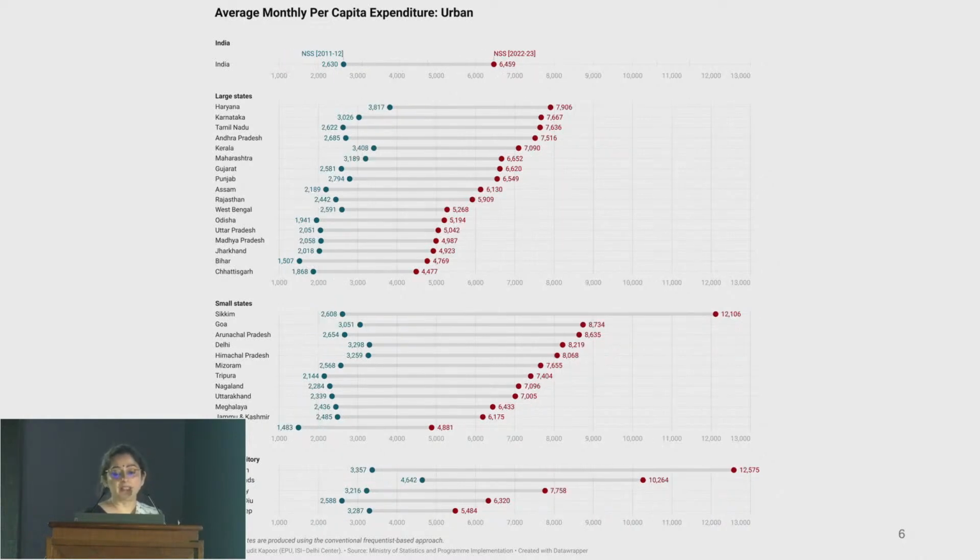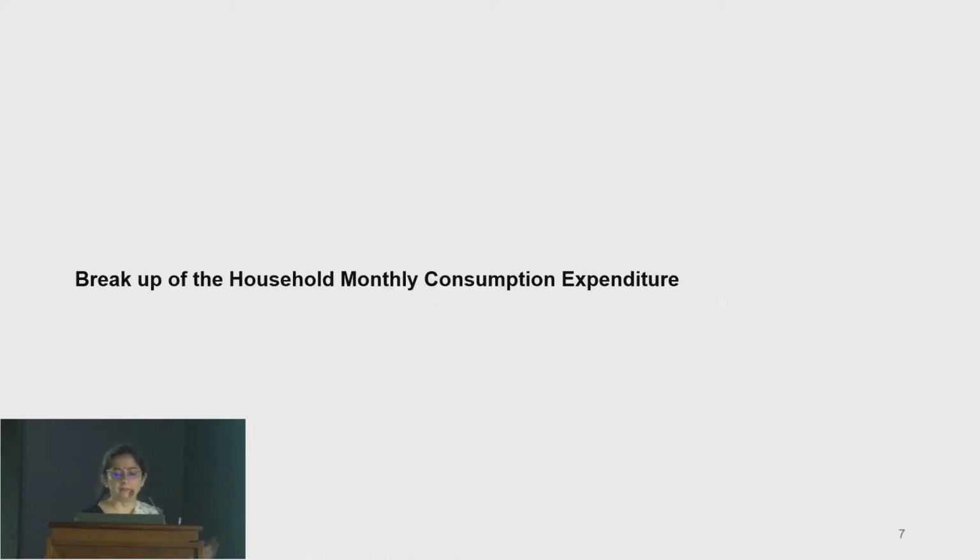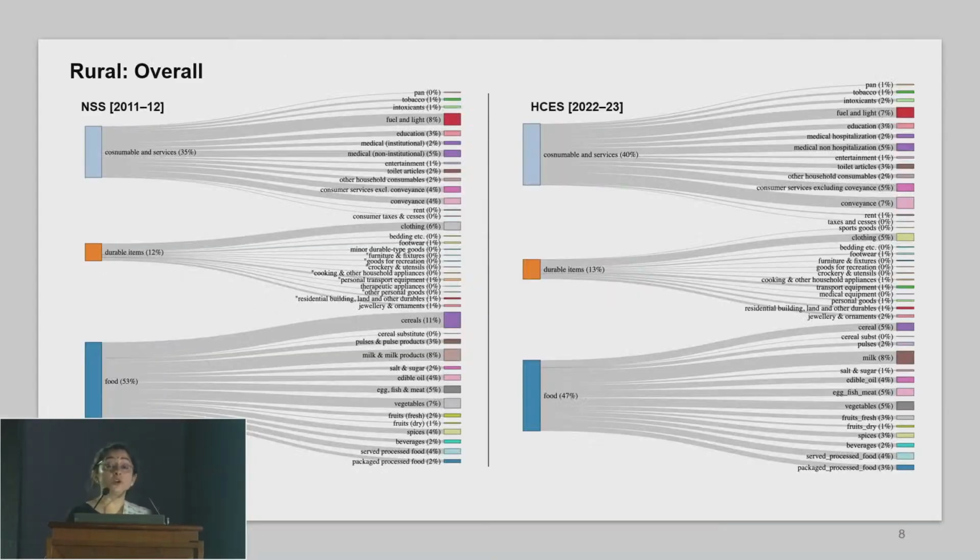This is for the urban areas, again very big. Something is happening in Sikkim. If there's anyone from Sikkim, it has increased from 2,608 rupees to more than 12,000. So clearly these are incredible magnitudes, and I'm very interested in seeing what's happening in some of these pockets, but overwhelmingly big growth. But we really want to understand more.